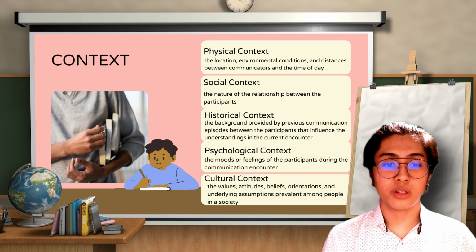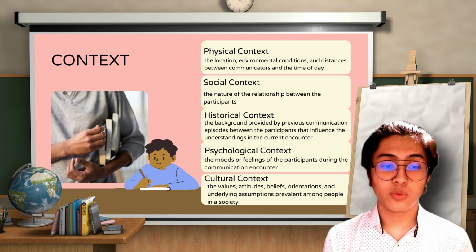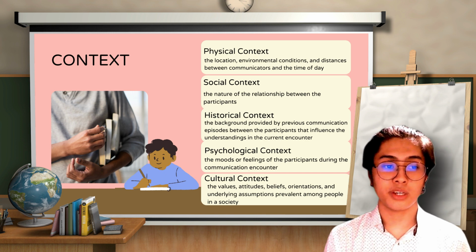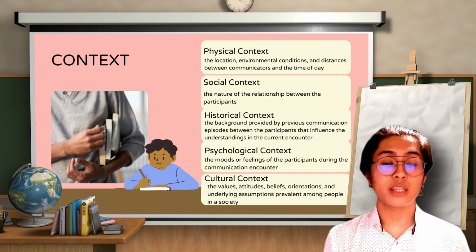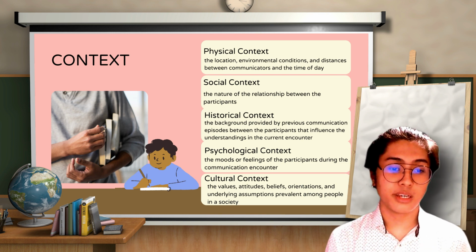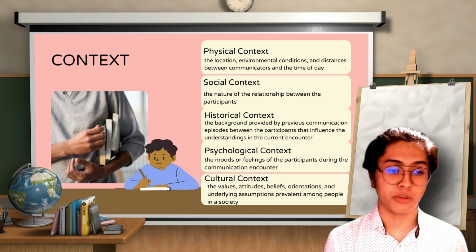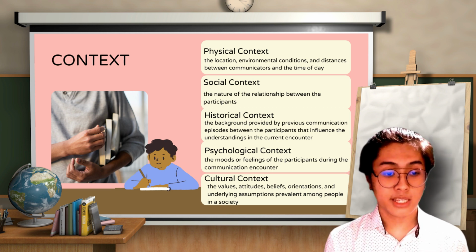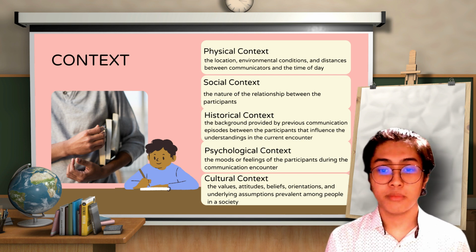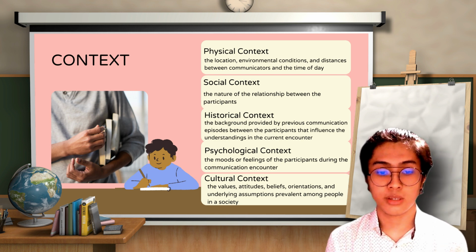Next would be social context. It is the nature of the relationship between the participants. The third one is historical context, which is the background provided by previous communication episodes between the participants that influence understandings in the current encounter. Next is psychological context. It is the moods or feelings of the participants during the communication encounter. Lastly, the cultural context, which are the values, attitudes, beliefs, orientations, and underlying assumptions prevalent among the people in a society.